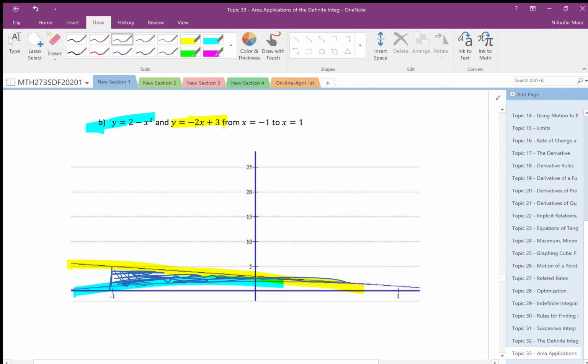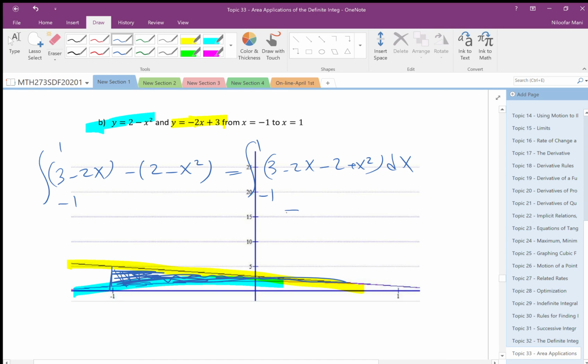Okay, so what is the answer here? It is 3 minus 2x minus 2 minus x squared from -1 to 1, which is the integral from -1 to 1 of 3 minus 2x minus 2 plus x squared dx, which is from -1 to 1 of x squared minus 2x plus 1 dx, which is x cubed divided by 3 minus x squared, plus x from -1 to 1.